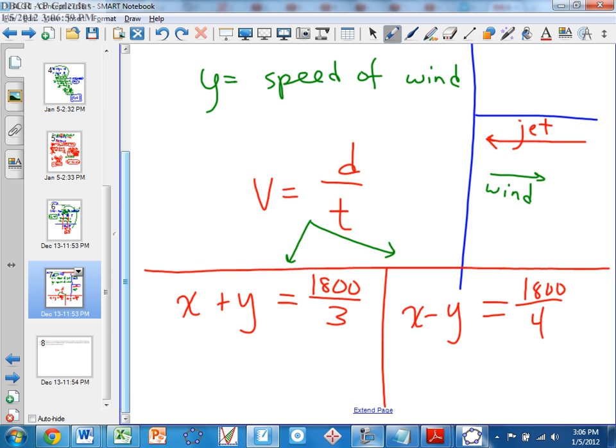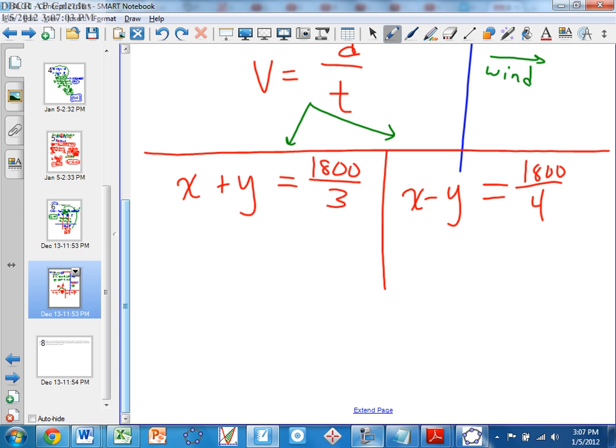At this point, you have two equations, two variables. You have to use the elimination method. What's 1,800 over 3? 600. Very good, 600. 1,800 over 4? Half would be 900. Half of that is 450. You can think of it, half of 1,800 is 900, half of 900 is 450.